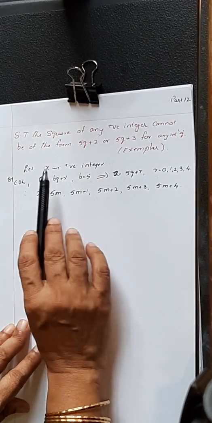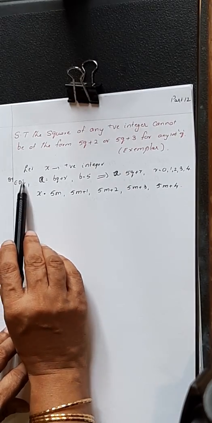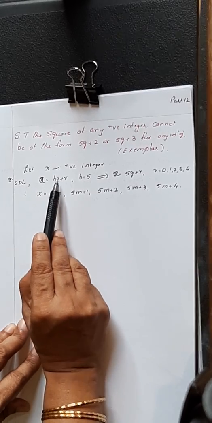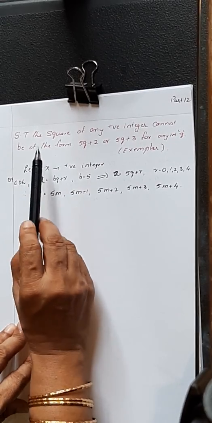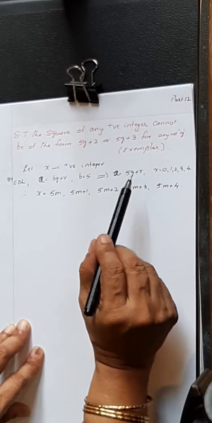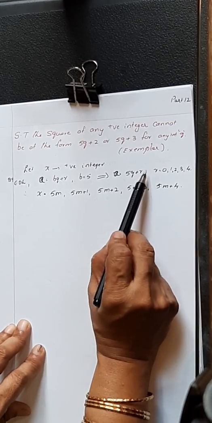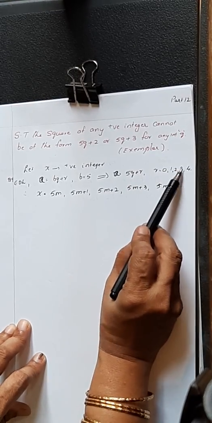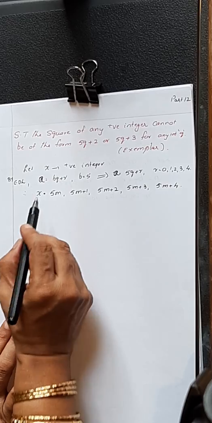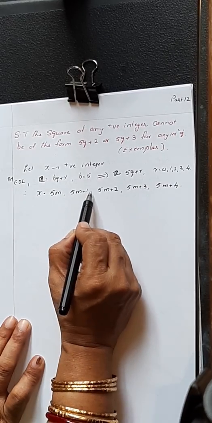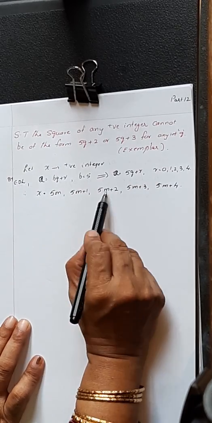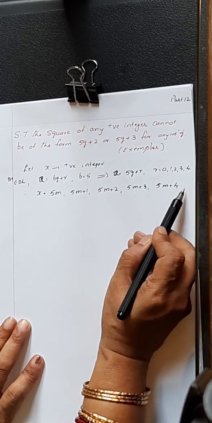Let x be any positive integer. By Euclid division lemma, you can write a is equal to bq plus r. Here we are going to take b as 5 because we have to prove 5q plus 2, 5q plus 3. So a is equal to 5q plus r, where r is equal to 0, 1, 2, 3 and 4. So let x is equal to 5m, 5m plus 1, 5m plus 2, 5m plus 3 and 5m plus 4.